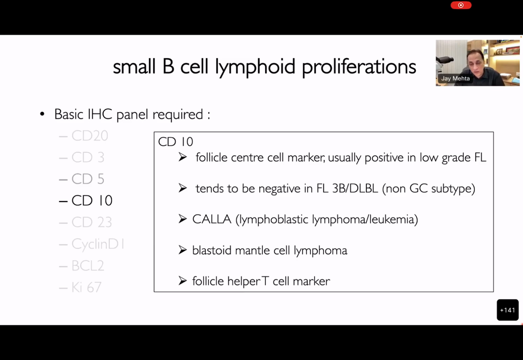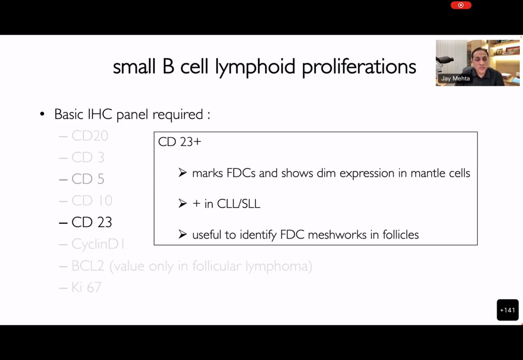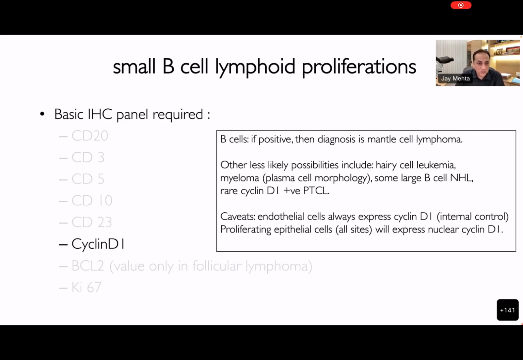So the follicular helper T cell markers include CD10, BCL6, PD1, ICOS, and CXCL13. By definition, you need to show at least 2 of these 5 markers to be positive to call a T follicular helper cell lymphoma. Now, what about CD23? CD23 marks follicular dendritic cell meshworks and shows dim expression in the mantle cells, positive in CLL, SLL, and it's useful to identify FDC meshworks within the follicles.